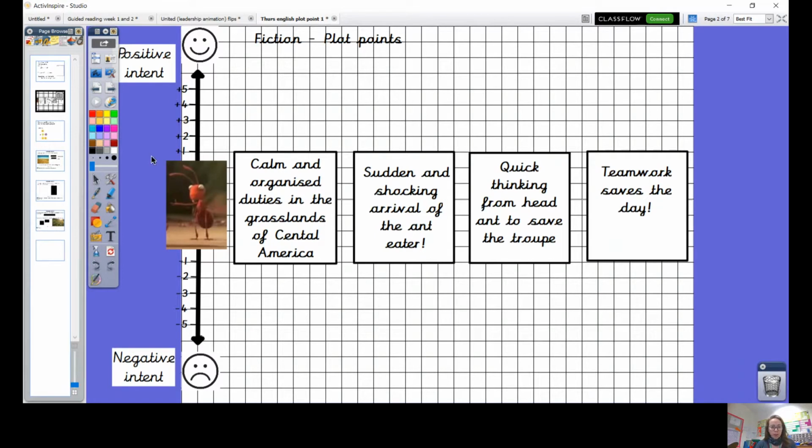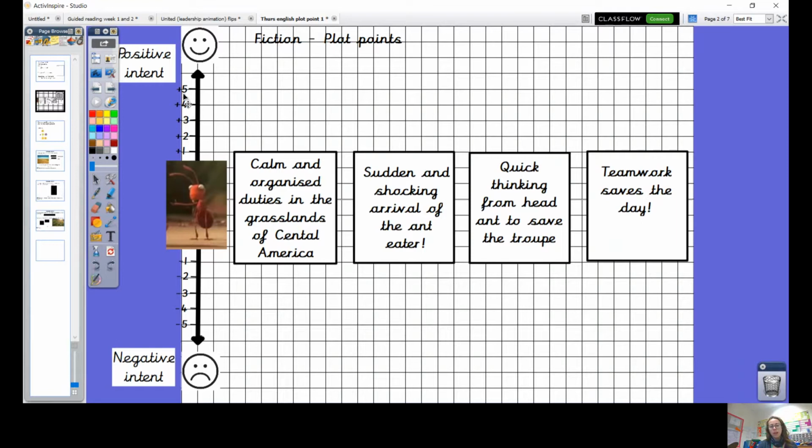So here we've got our positive and negative intent. Let's think about the ants. We could almost imagine that we are the ants. They seem pretty positive, don't they? You might have your own ideas and that's okay. But we've got to decide whether we're in the positive side of things or the negative side of things. And we've got to decide on what scale as well.